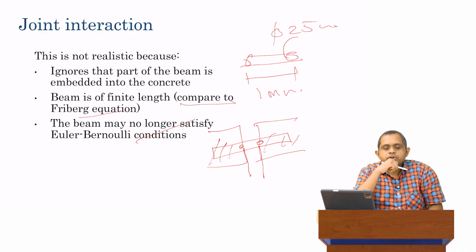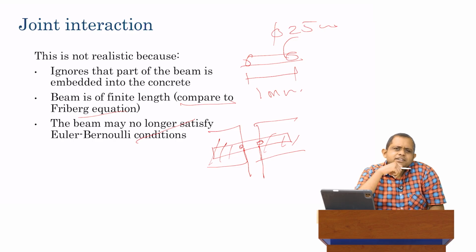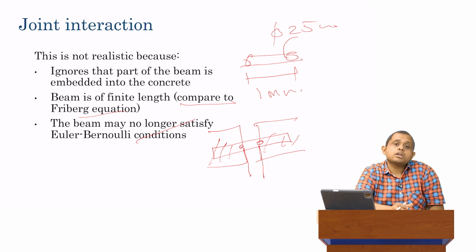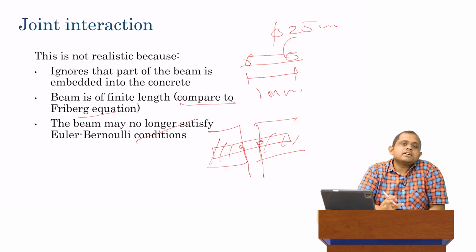So if you go back to our equation in the Freiberg analysis, please go back to that lecture in module 2 and revise it in case this is not seeming too familiar. But in the Freiberg equation, one assumption was that this Euler-Bernoulli beam was actually semi-infinite in length. So it was very, very long, infinitely long through the slab. That is clearly not the case.